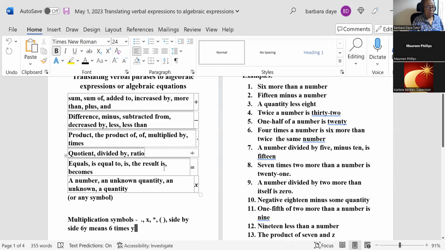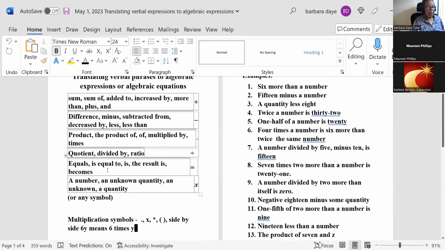The result means equals. It becomes, okay? 30 divided by 5 becomes 6. That's equal. So 30 divided by 5 becomes 6. That means 30 divided by 5 is equal to 6.